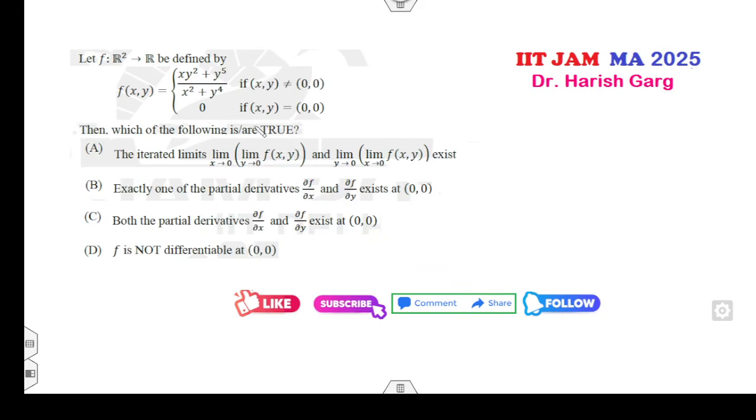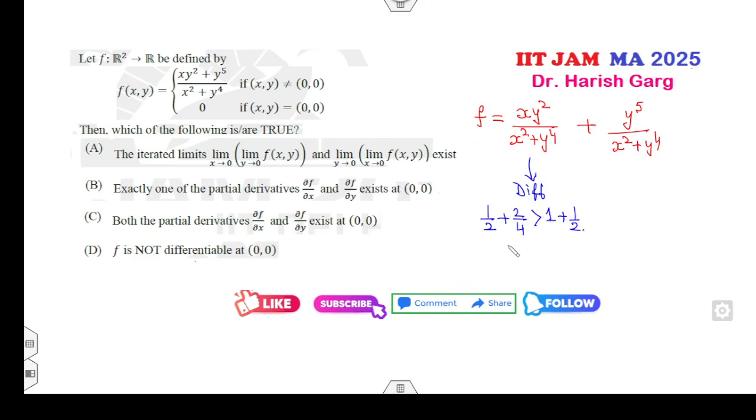Okay, look at this next one. Again, it is about continuity, differentiability and so on. Let me write it separately: x y square divided by x square plus y4, plus y raised to power 5 divided by x square plus y4. Check whether this is differentiable or not. So we will see a over c plus b over d. Is it greater than 1 plus 1 over 2? No, because the left hand side is 1. 1 is greater than 3 by 2, not possible. The first part is not differentiable. So whatever the second part, the function is not differentiable.